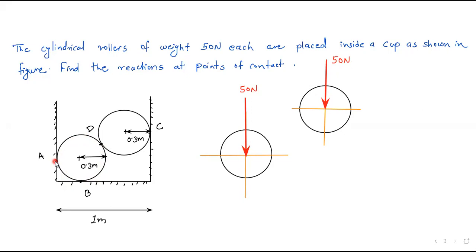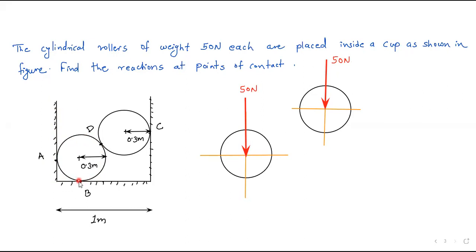So A point. Here at the point A, this surface is vertical. The reaction is always perpendicular to the surface. I have already taught you this. So this surface is vertical, so whatever reaction you are getting from point A must be horizontal, perpendicular to this surface.